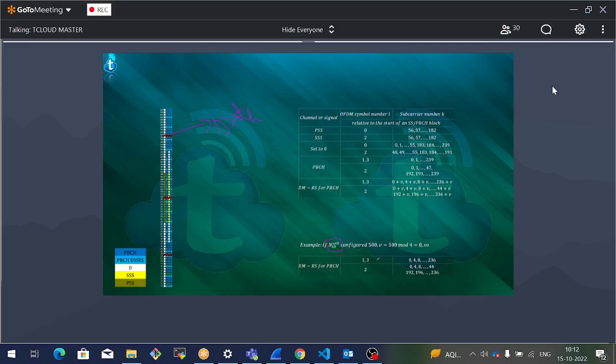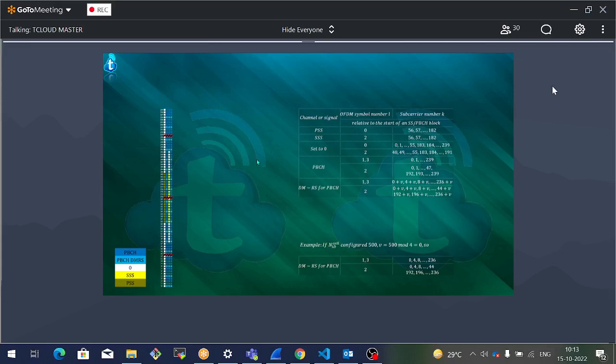Okay, fine. Now, what is the data that is present in PSS? What is the data that is present in SSS? What kind of data is present in PBCH? And what is present in PBCH DMRS? All these channels, one by one, we have to see what kind of data they carry. And first of all, where this synchronization signal block, SSB block, is placed.